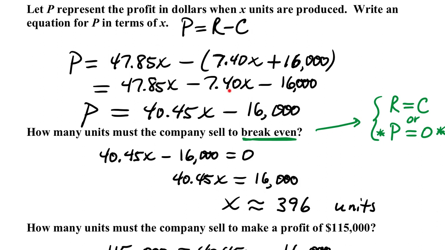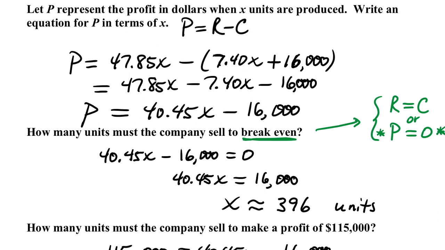47.85x minus 7.40x minus 16,000. Combine these two like terms, you get 40.45x minus 16,000. That's your profit function. How many units must the company sell to break even?